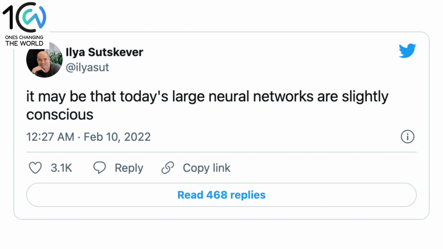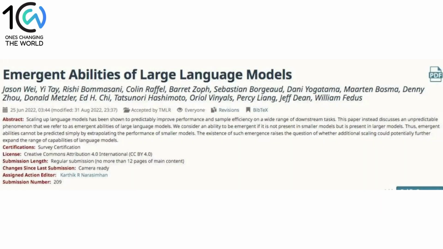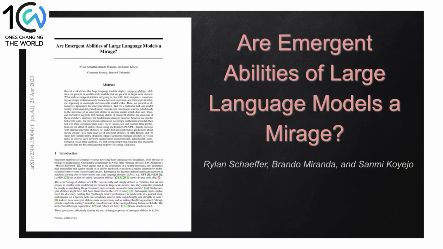But there are leaders in the space such as Ilya and many others, I think, who have spoken about these models, large language models, possibly doing something that maybe they cannot truly understand. And there have been papers written about these emergent properties of large language models. There have also been papers which have debated and said it's a mirage and things like that.